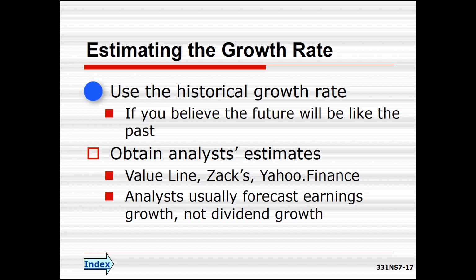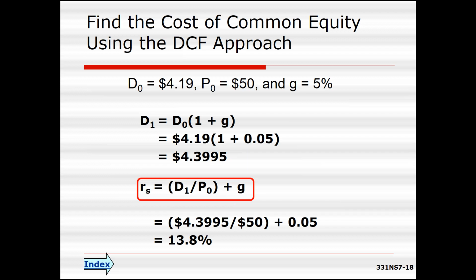We could use historical data to estimate a growth rate, assuming the future will be like the past, or we could use analyst estimates. And there are many published forecasts, but analysts forecast earnings growth, not dividend growth. Using our given data, the last dividend was $4.19, price per share of the stock $50, growth rate 5%. Substituting that in, we find a cost of 13.8%.